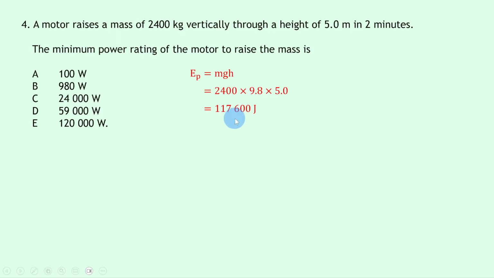And now that we have an energy, we can think about the power equation that relies on energy and time, because we're given time in the question as well. And remember that equation is P equals E over T, or in this case I'm writing EP because that's gravitational potential energy. So substituting in our numbers, we have 117,600 divided by 2 times 60, where we're converting the 2 minutes into seconds, and then putting that into your calculator should give you an answer of 980 watts, which is the answer B.